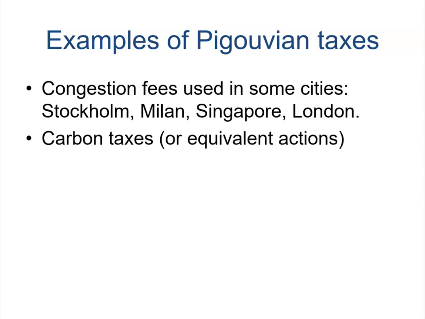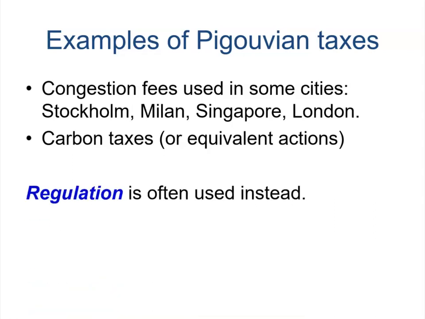Carbon taxes, or equivalent actions that we'll have a look at later, are obviously a very prominent example and something that's been widely debated in Canada. So we're going to have a look at that. I should just add that instead of taxes, governments often use regulations. There could be good and bad reasons for using regulations, but let's just consider some examples.